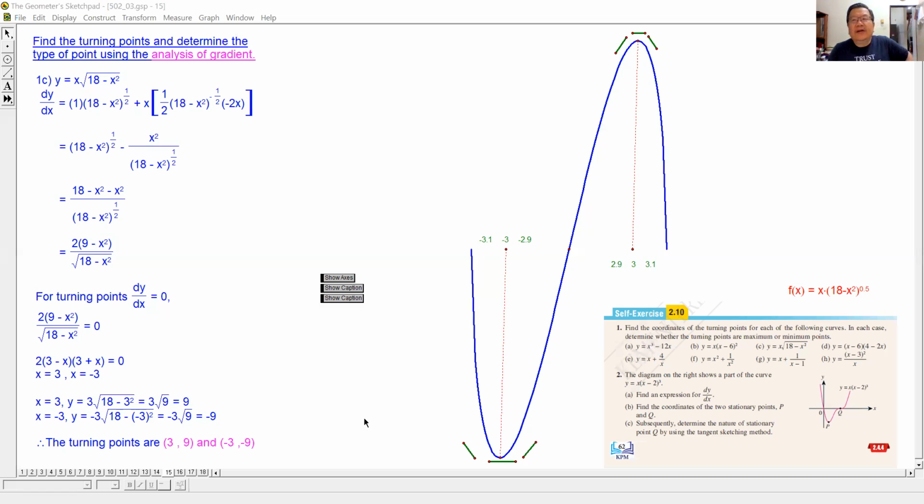Do you know how to find the turning points? If you know, then we can carry on. Then after I come back, I'll explain one more time, teacher, so that it goes into your mind.